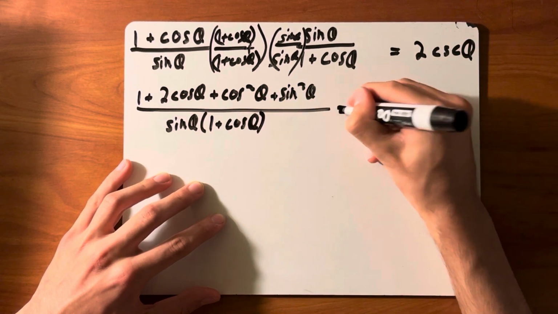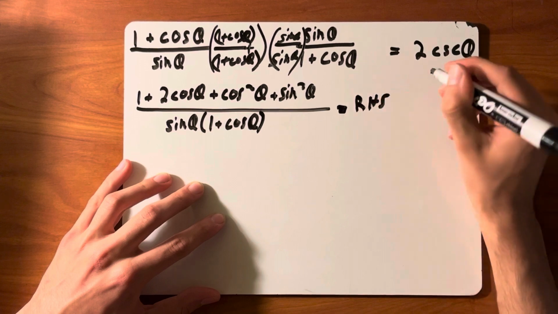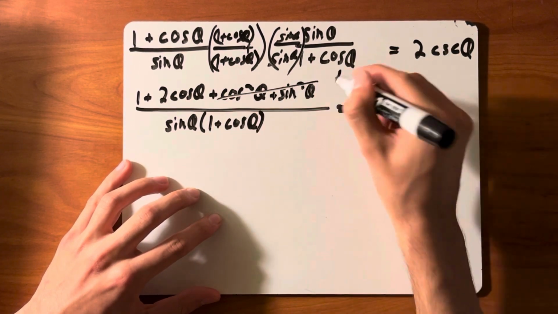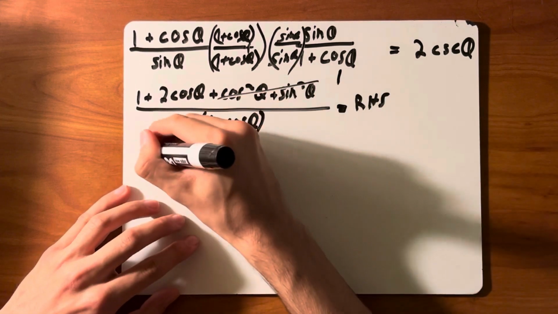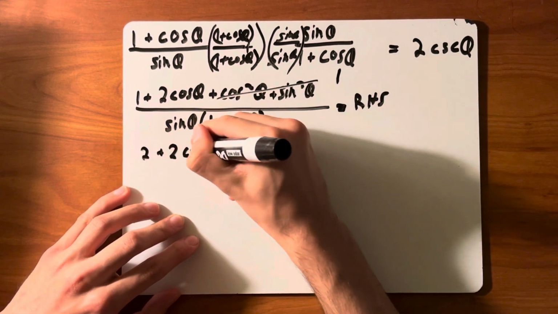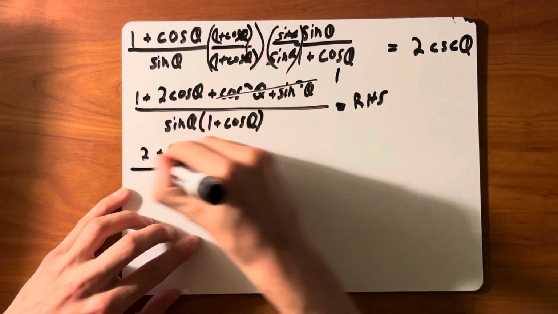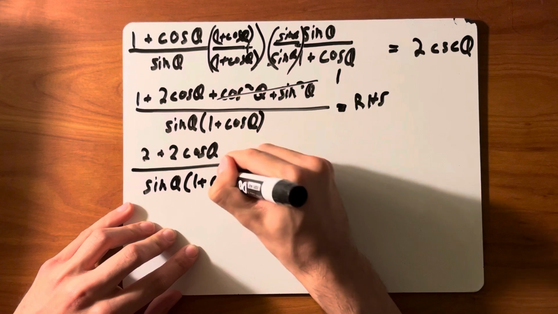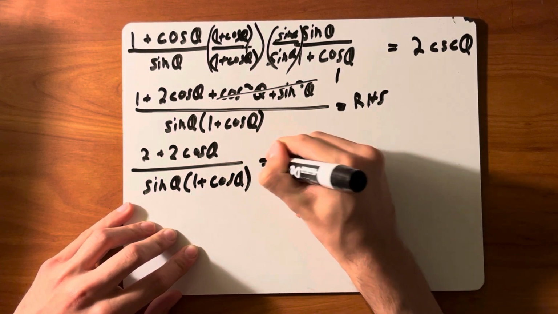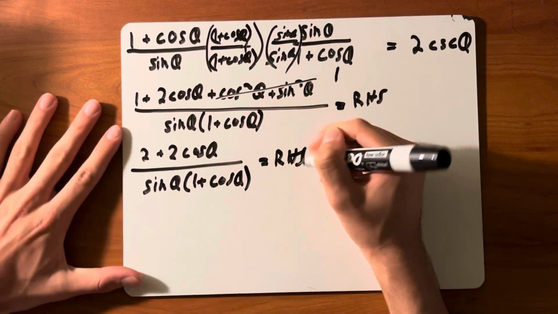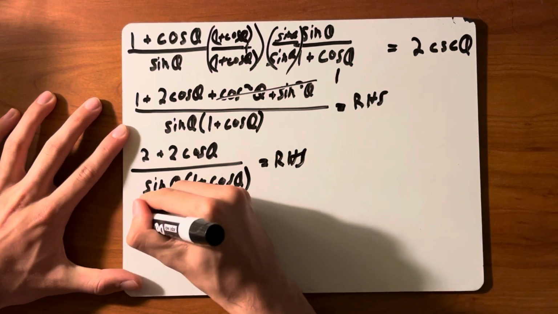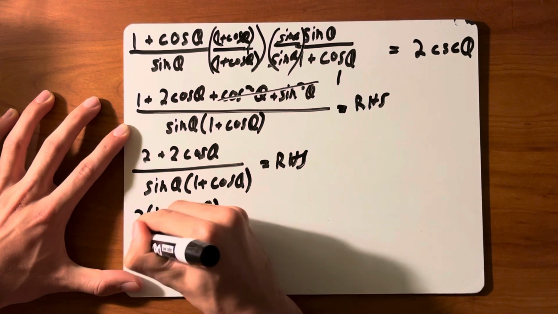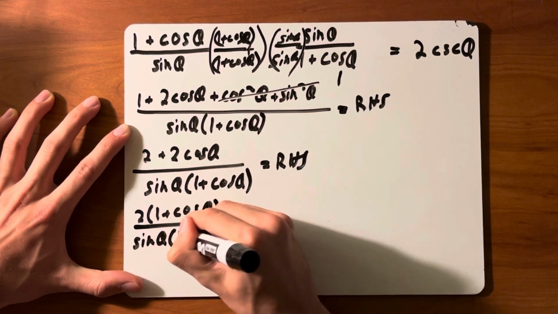And then we're just going to say this is equal to the right-hand side, so we don't have to keep writing it out. So cosine squared plus sine squared, well, that's just 1. And then when you add 1 and 1 to combine like terms, you get 2 plus 2 cosine theta over sine theta times 1 plus cosine theta equals the right-hand side. Now I can just factor this 2 out, which will give us 2 times 1 plus cosine theta over sine theta times 1 plus cosine theta.